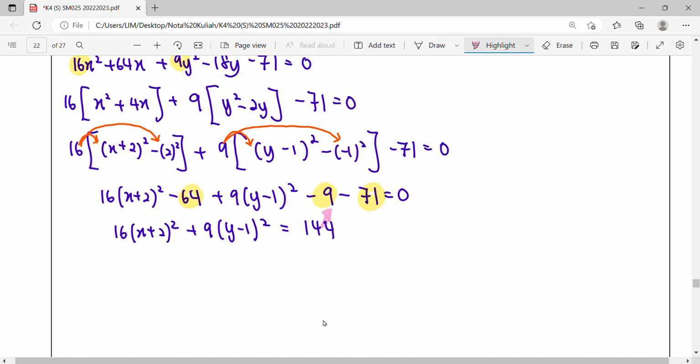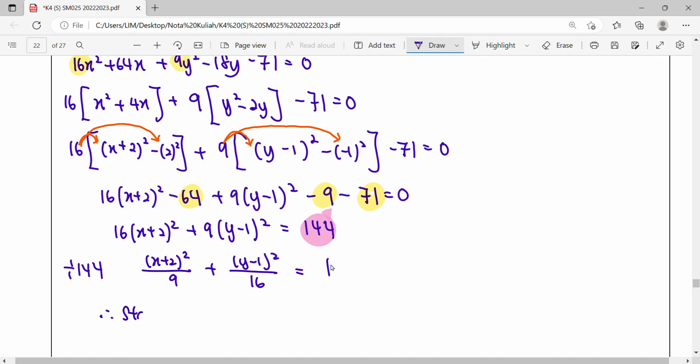So how do we make this 1? We divide by 144. So when we divide by 144, 16 divided by 144, 9. 9 divided by 144, 16. So standard form must be equal to 1. Therefore, this is the standard form of the ellipse equation.